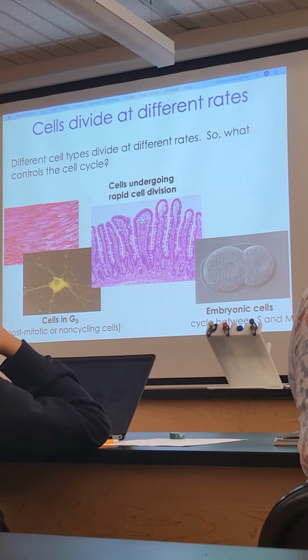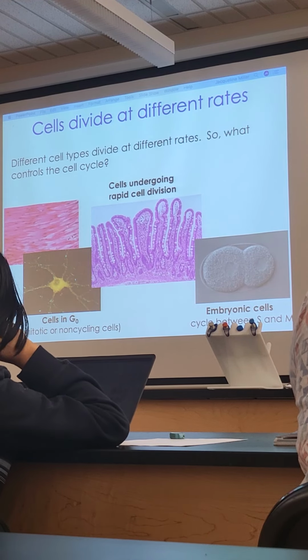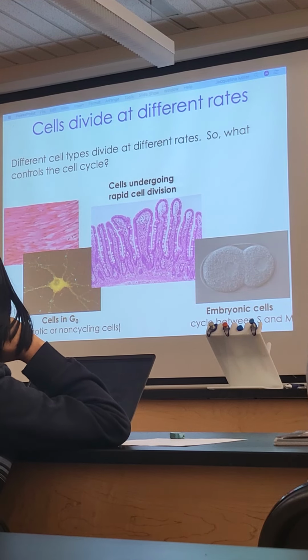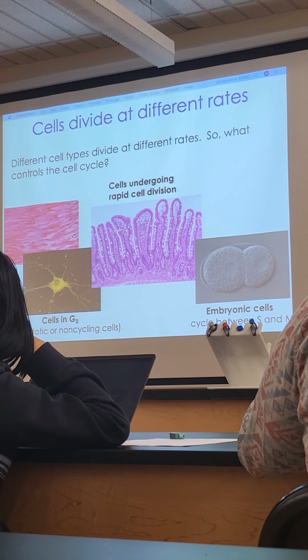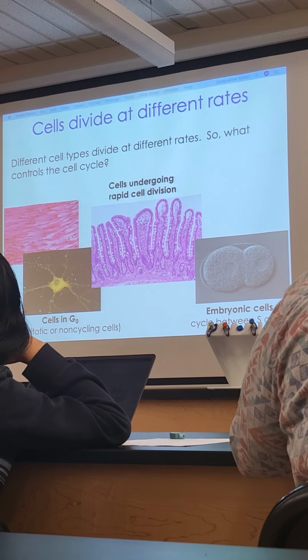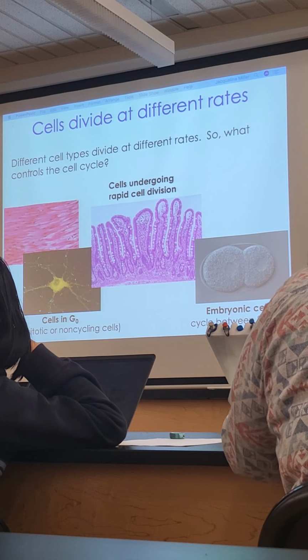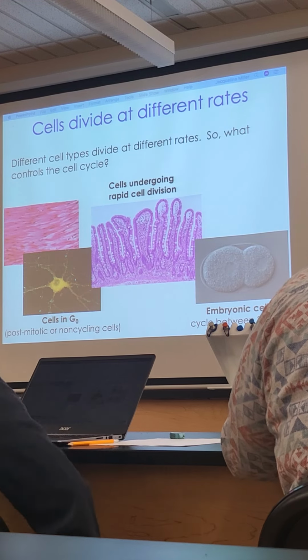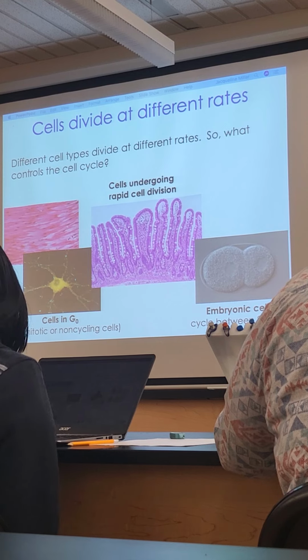And towards the end of class we'll talk about cancer. But if we look at the cells in our body, we said that a lot of them are not dividing. Can anybody think of a cell type that does not divide? Yeah, neurons, right? So neurons are one cell type that does not. A lot of our cells are called post-mitotic or non-cycling cells. Those are the ones that are not dividing.